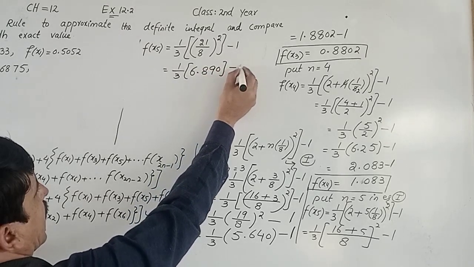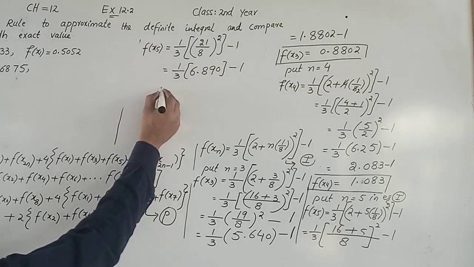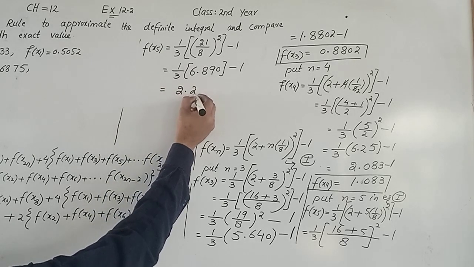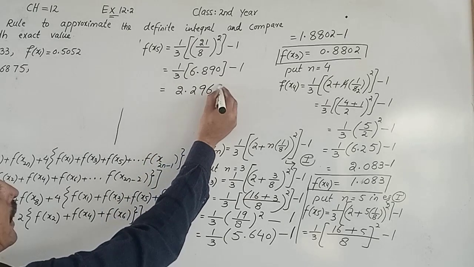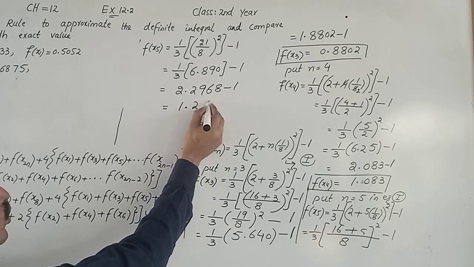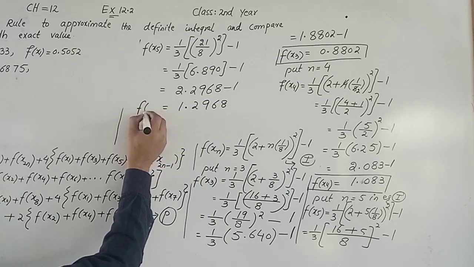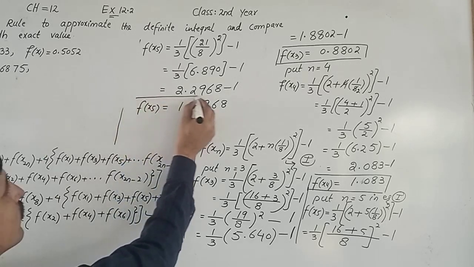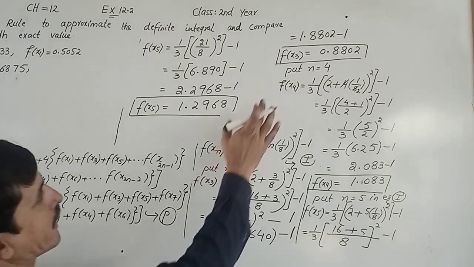21 divided by 8 whole square gives us 6.890 minus 1. Divide 6.890 by 3, and from this we get 2.2968 minus 1, so we get 1.2968. This is the value of f of x5.